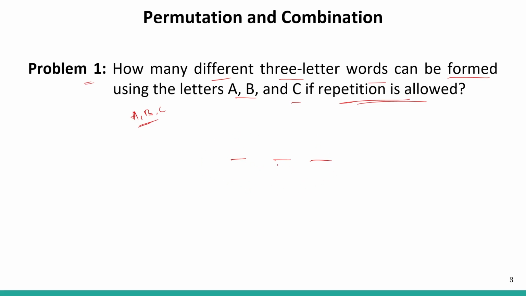In the word there must be positions assigned, so positions 1, 2 and 3 are there. We want to place letters, and repetition is allowed here. For the first position we have 3 options: A can be here, B can be here and C can be here. Then we multiply by the second position, which can also have A, B and C, so 3 options. The third position has the same options A, B, C, so it will be 3 power 3, which is equal to 27 choices to make a word out of it.